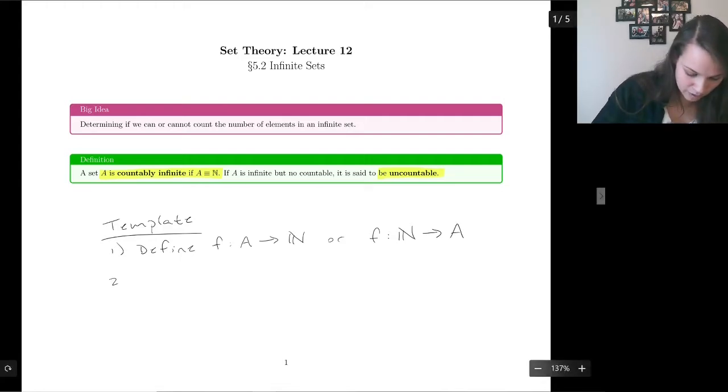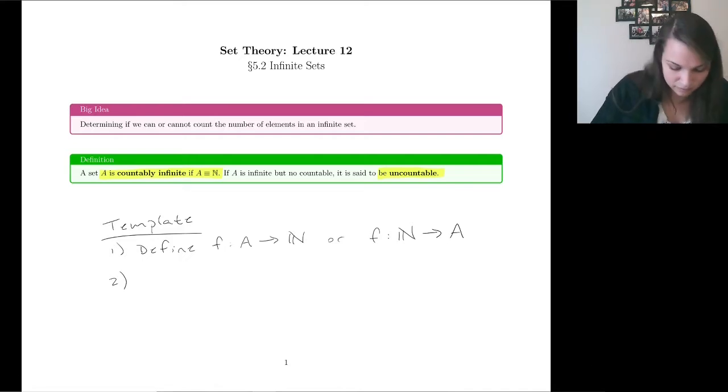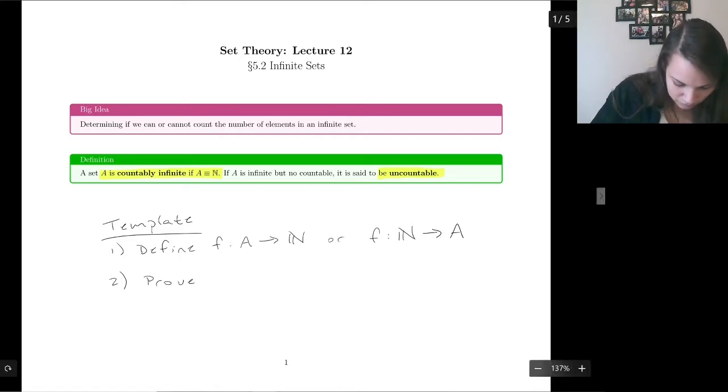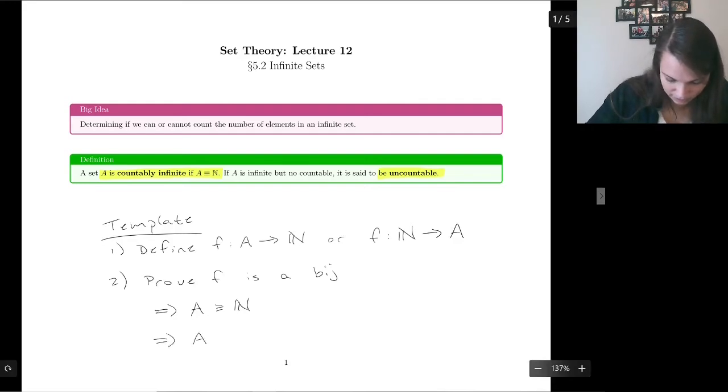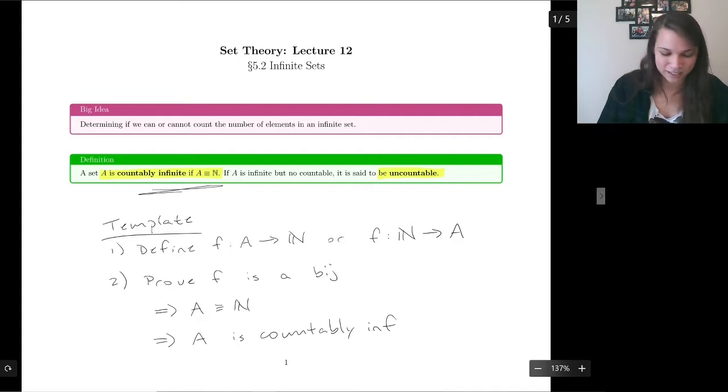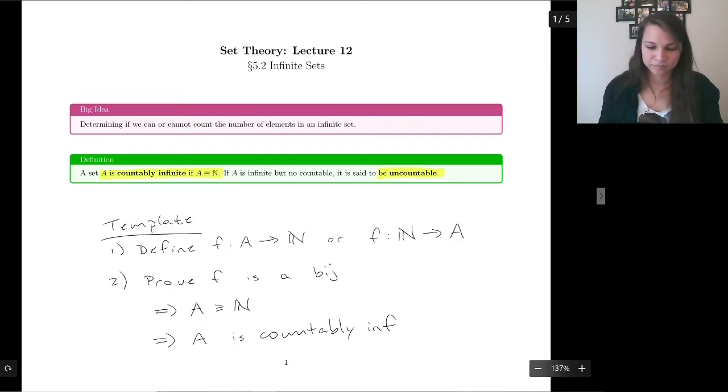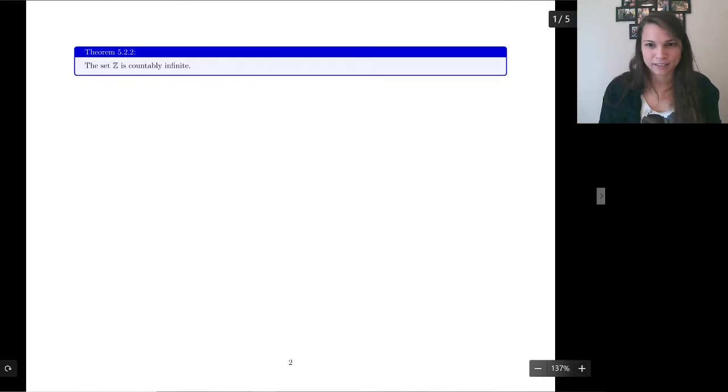And then step 2, it can't just be any old function. It has to be a bijective function. So we're going to prove f is a bijection. Because once we have that it's a bijection, that means you can say that A is equivalent to the natural numbers, which means that A is countably infinite, as per our definition that we've just gotten. Okay, let's take this for a run. Let's look at our first example.